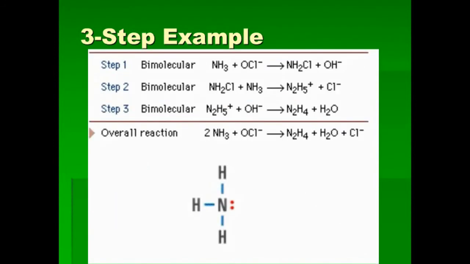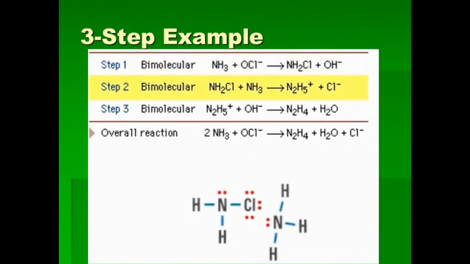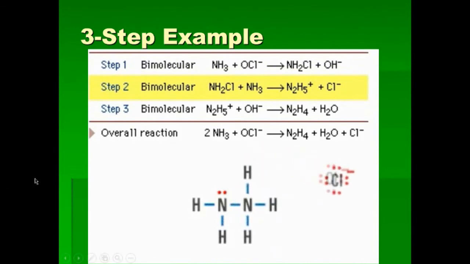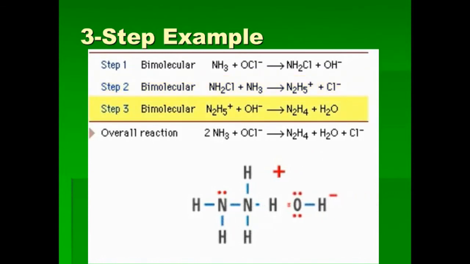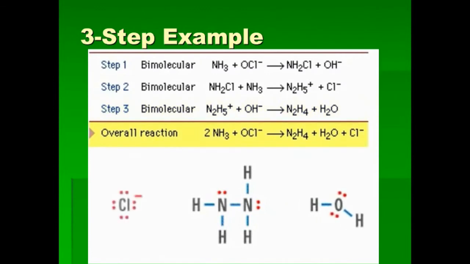more steps. Hydrazine is formed in aqueous solution in a 3-step process, each step being bimolecular. First, a molecule of ammonia reacts with a hypochlorite ion to form chloramine and a hydroxide ion. Next, the chloramine reacts with a second molecule of ammonia to form a charged species with a nitrogen-nitrogen bond. Finally, the charged species reacts with a hydroxide ion to form hydrazine and water.